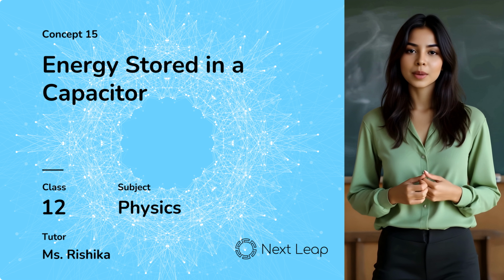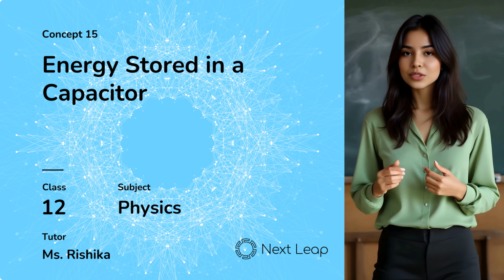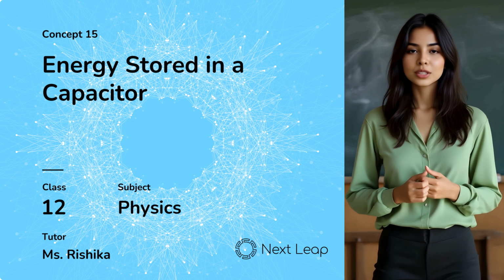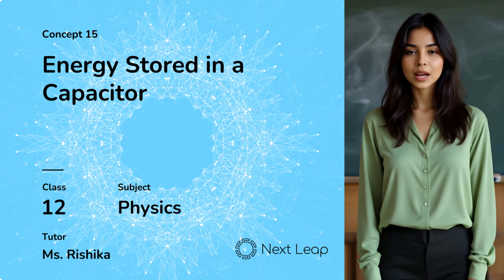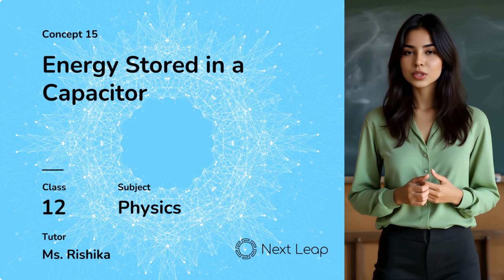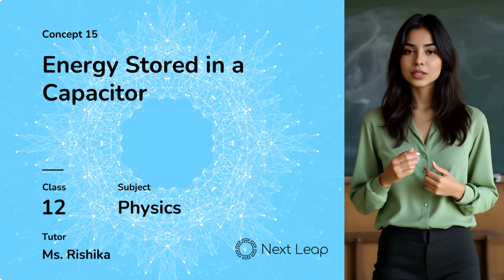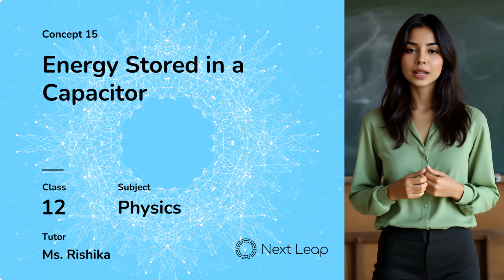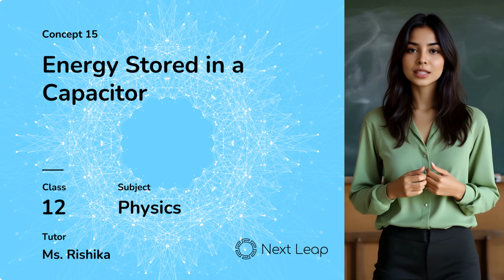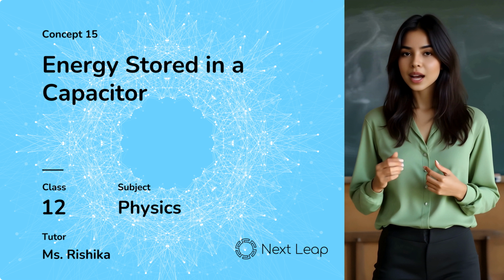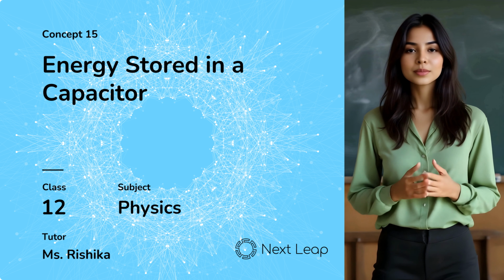When we connect a capacitor to a battery, charges are pushed onto the plates. This requires work, and that work is stored as electrostatic potential energy. Now, the amount of energy stored in a capacitor is given by the formula U equals 1/2 multiplied by C multiplied by V squared, where U is the energy stored in joules, C is the capacitance in farads, and V is the potential difference across the plates in volts.